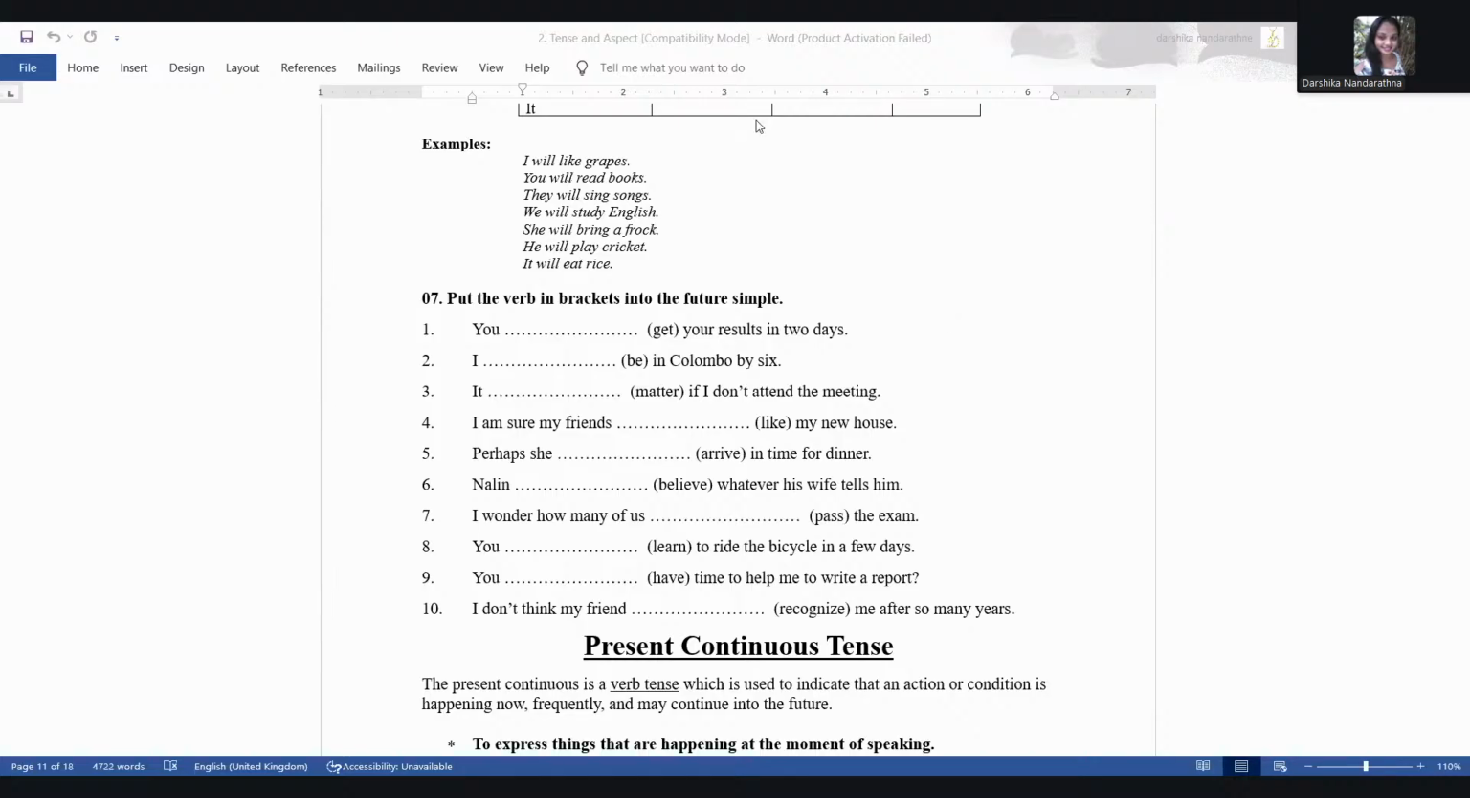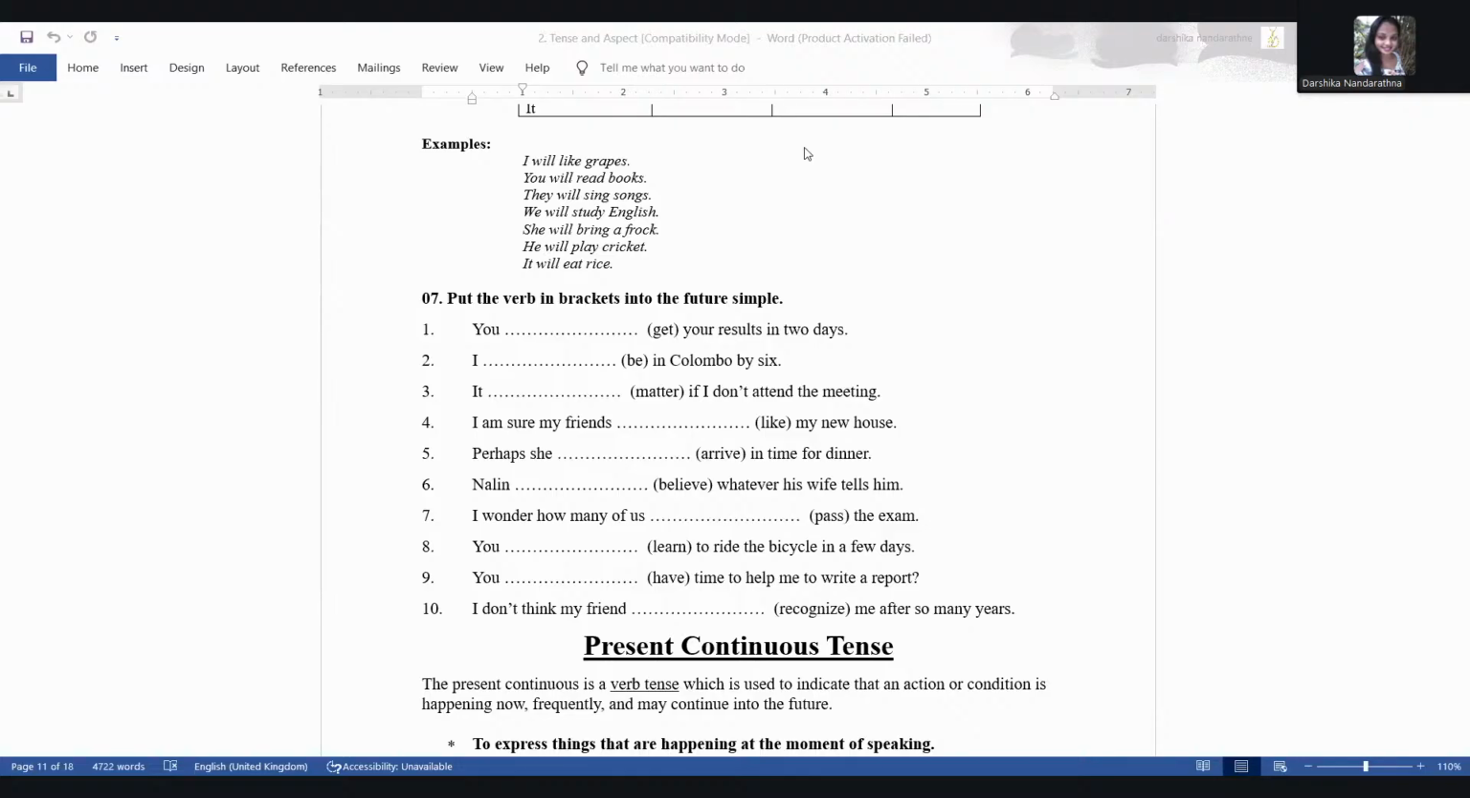Okay, shall we discuss the answers? First sentence. As they are very easy, but I will tell you the answers quickly. You will get your results in 2 days. I will be in Colombo by 6. It will matter if I don't attend the meeting. I'm sure my friends will like my new house. Perhaps she will arrive in time for dinner. Nalin will believe whatever his wife tells him.